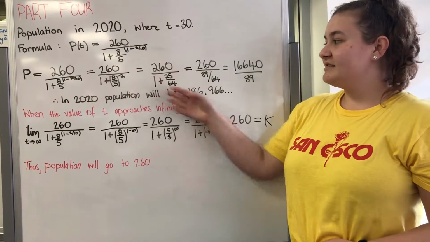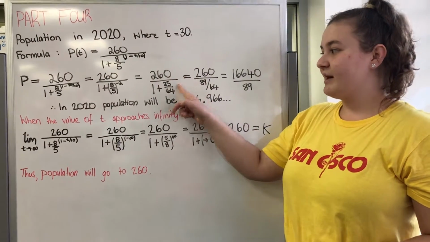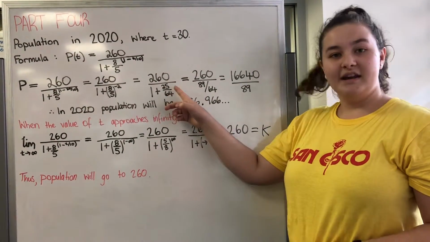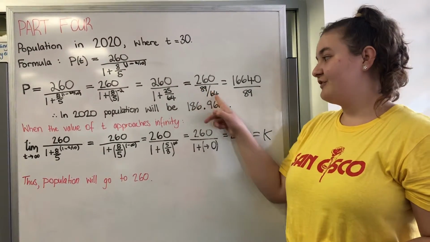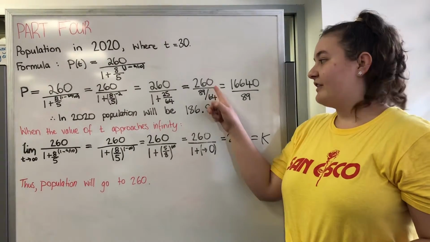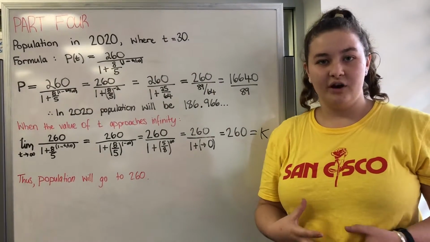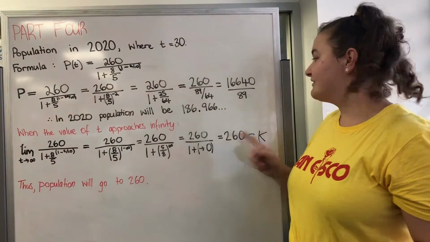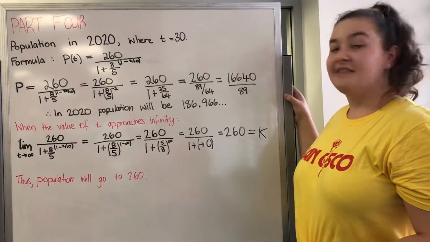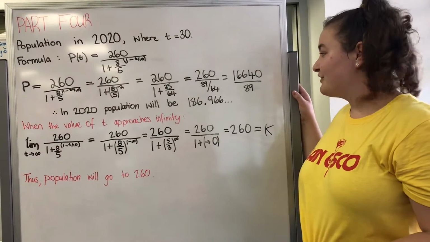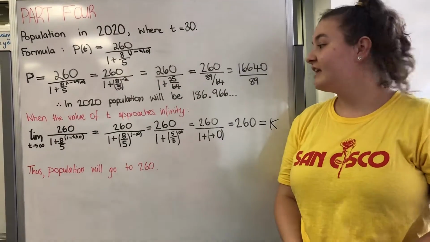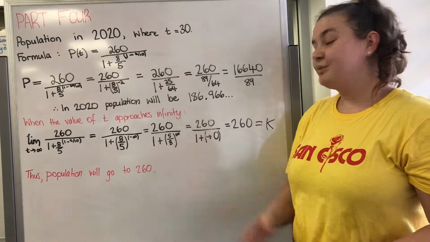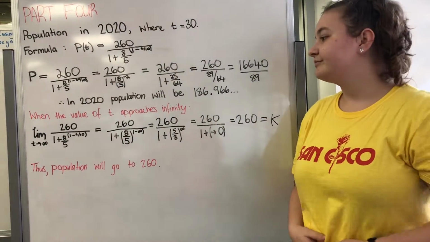We then square this to end up with 260 divided by 1 plus 25 over 64. The denominator is simplified to 89 over 64. This double divide is messy, so to simplify this further, we do 260 multiplied by 64 divided by 89. Now we end up with 16,640 divided by 89. Thus, the population in 2020 will be 186.96, roughly.